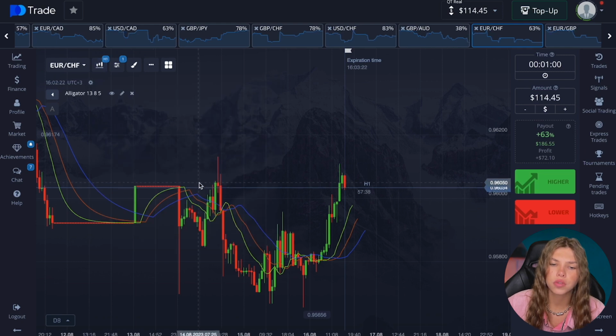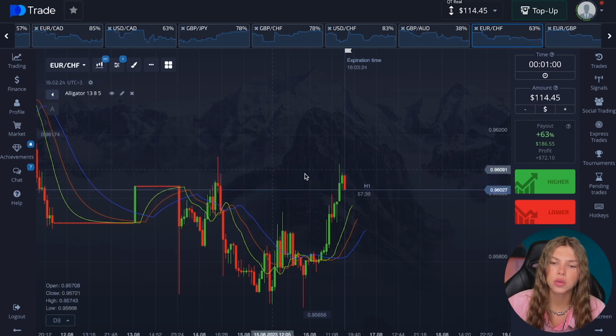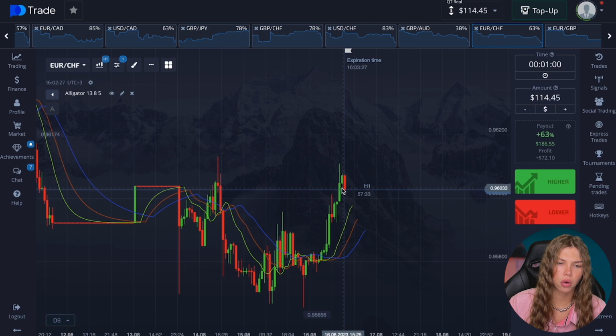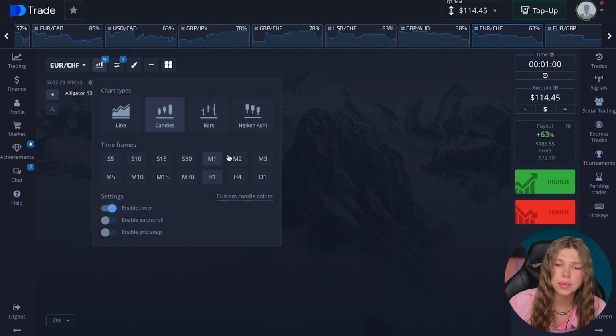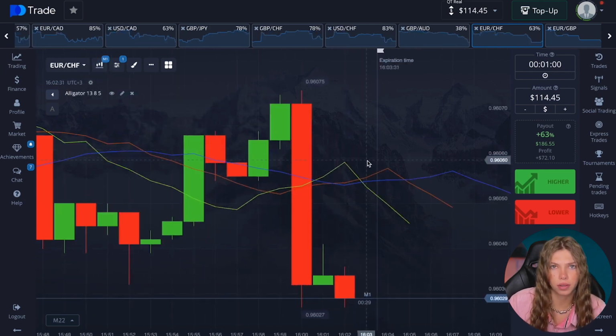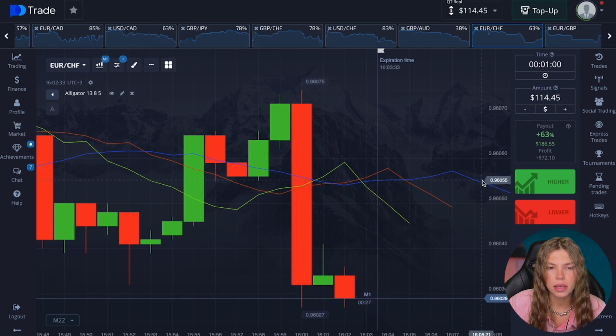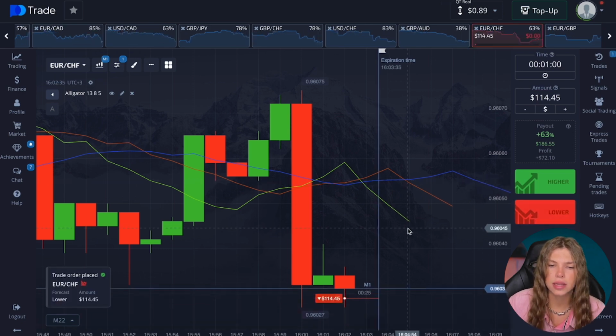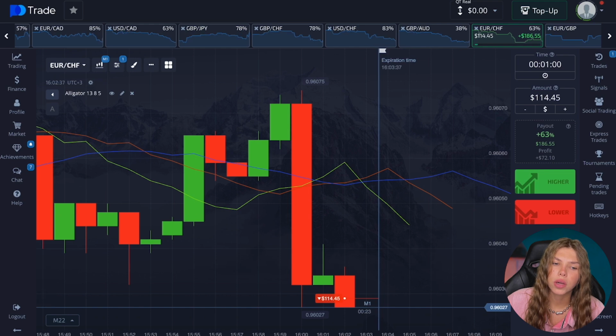Here is an interesting situation. We have a downward trend here all the time, and as soon as it came out, it has now broken through the highs. It immediately rolled back even below the level. That can be seen here, and the alligator has now turned around. That's why we're going to lower 114 here, and let's watch.